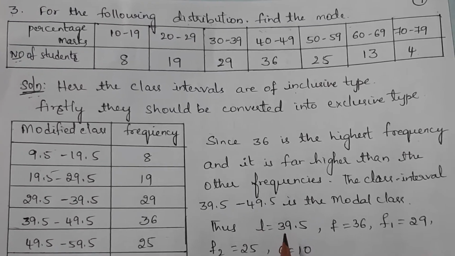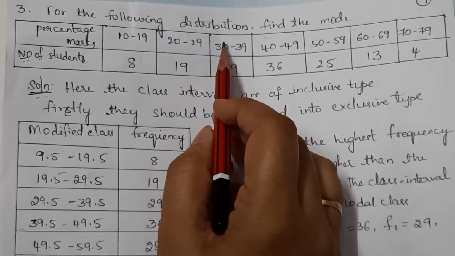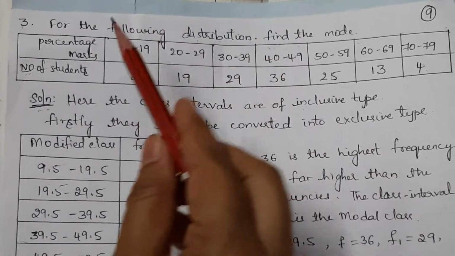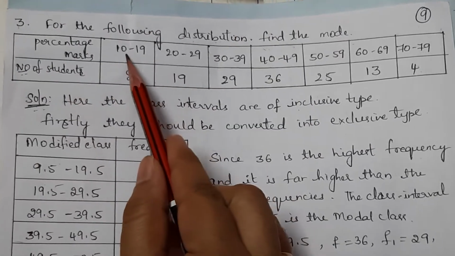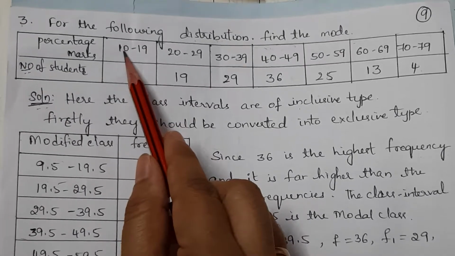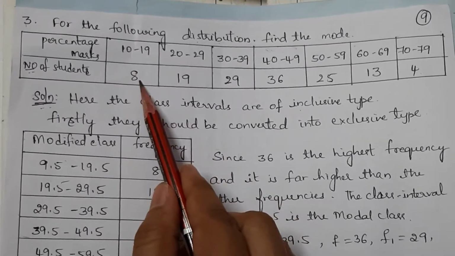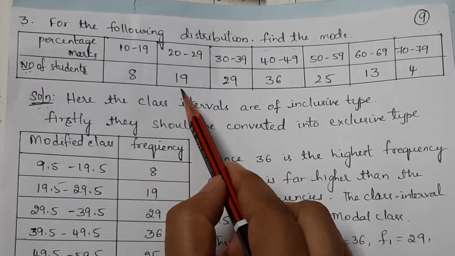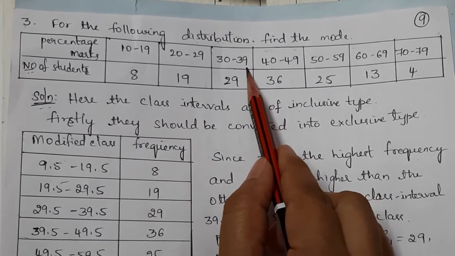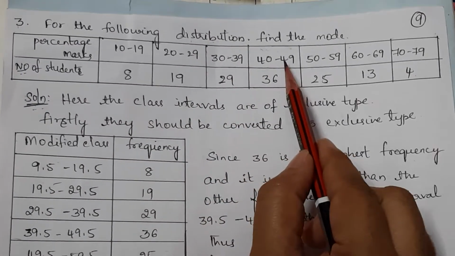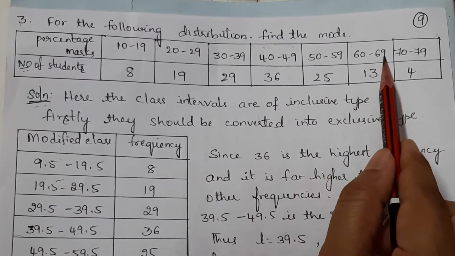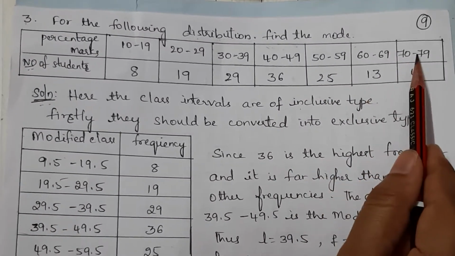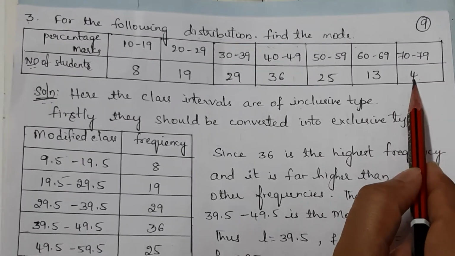Let us see the next example. For the following distribution, find the mode. Here percentage of marks and number of students is given. So percentage of marks between 10 to 19 is 8 students, 20 to 29 is 19 students, 30 to 39 is 29 students, 40 to 49 is 36, 50 to 59 is 25 students, 60 to 69 is 13 students, 70 to 79 is 4 students.